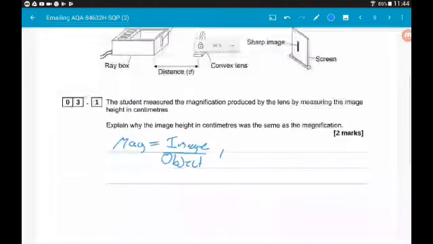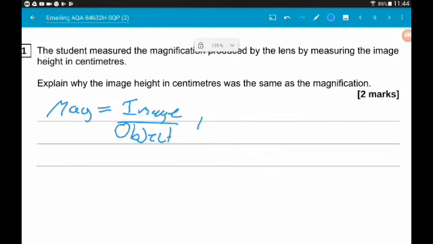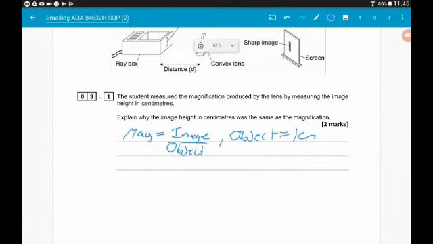Here, the object is 1 centimetre tall. So when we've divided the image height by 1 centimetre, anything divided by 1 is that thing itself. So here, because the object is 1 centimetre, the magnification is exactly the same as the image.